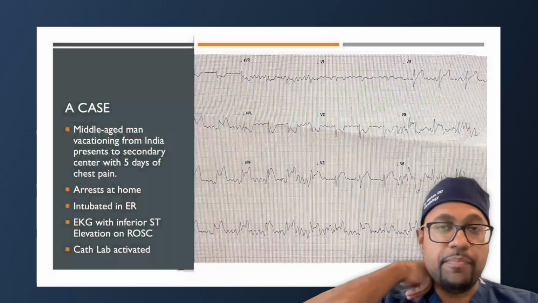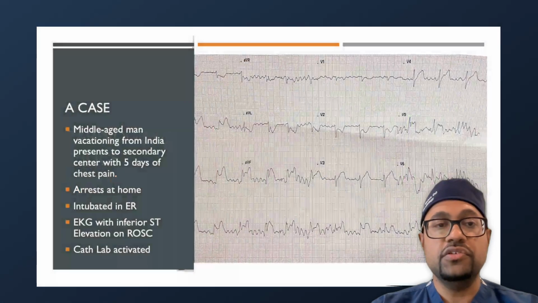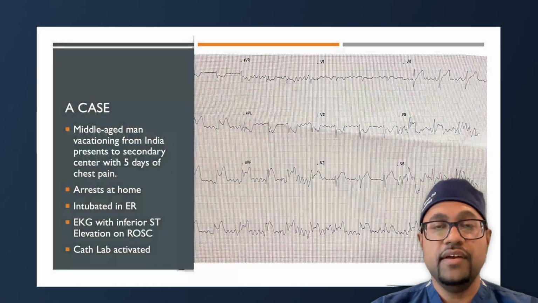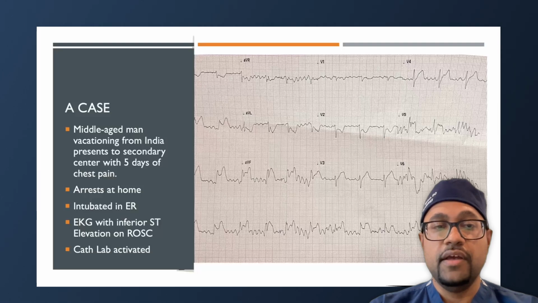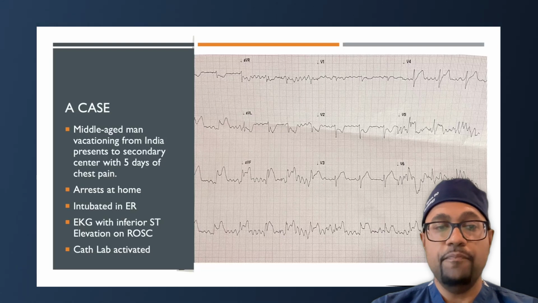So, I recently had a patient that came to my institution. They were a middle-aged man, actually vacationing from India. He presented to our emergency room with 5 days of chest pain. He was having chest pain over and over again at home, a little bit reluctant to go to the emergency room due to insurance issues, the fact that he was vacationing here from India. And what happens is he actually has a cardiac arrest at home.